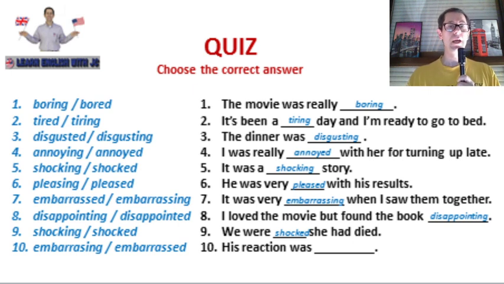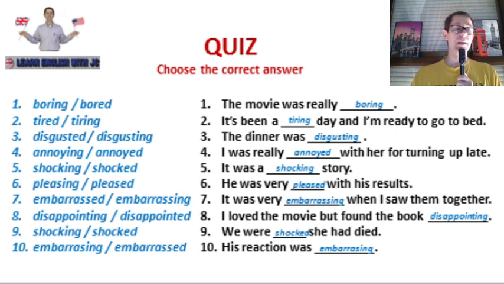And the last one is, his reaction was blank. Now the subject is reaction. We are not talking about anybody's feelings, we're talking about just reaction. So the sentence becomes, his reaction was embarrassing. Because the subject is reaction, it is not his feelings. We're not talking about anybody's feelings, we're talking about reaction. So again, his reaction was embarrassing.